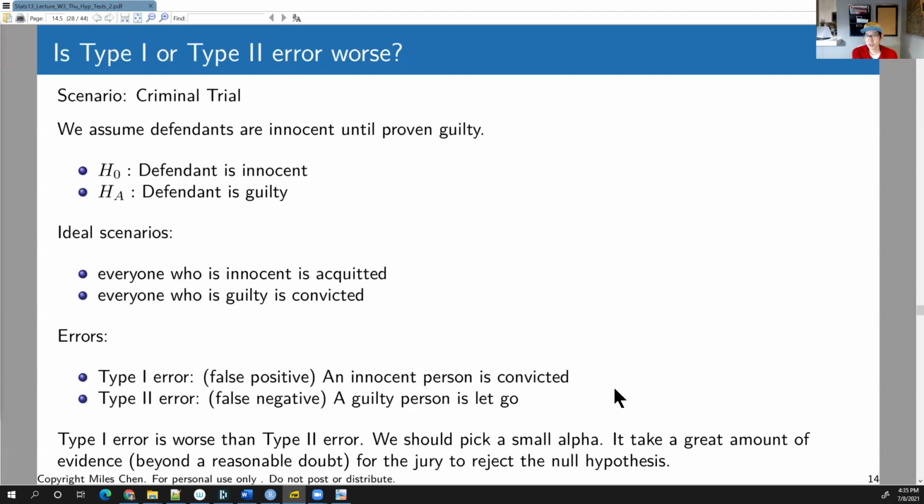And that means in order to avoid the type 1 error, to reduce our chance of a type 1 error, we are going to work with a small alpha. We're going to pick a small alpha. Okay. And that means it's going to take a great amount of evidence.